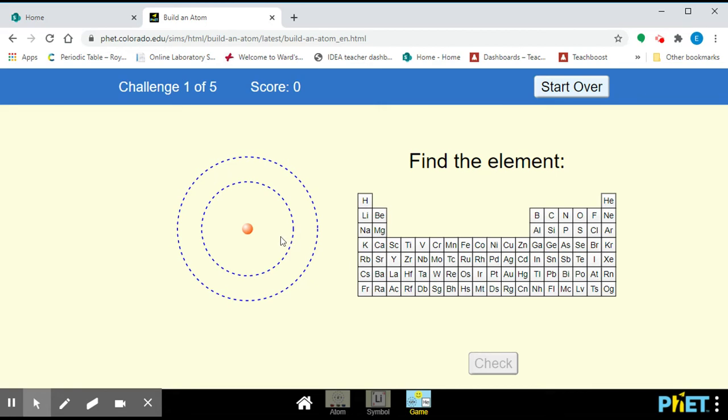But that's fine, because all I need to do to find the element is to look at the number of orange protons. In this case, there's 1. So based on my periodic table, I know that the element with 1 proton is hydrogen.